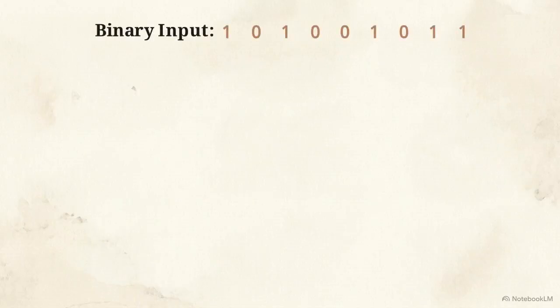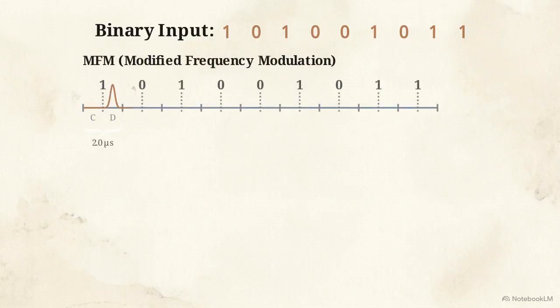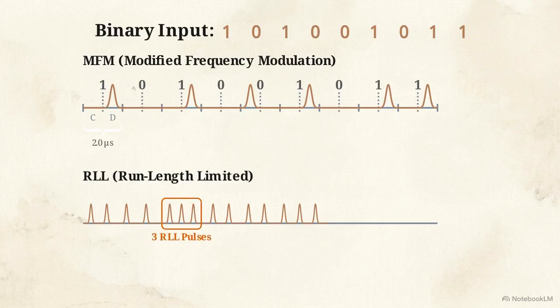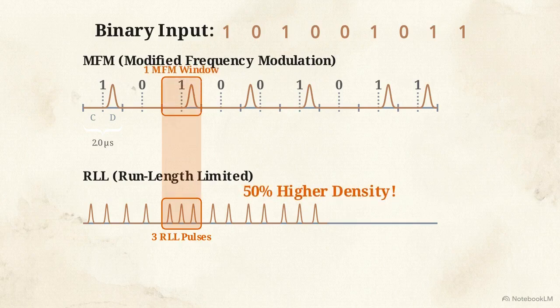These stacked timelines compare the physical track space required to write a specific binary string. The top sequence uses standard MFM, while the bottom shows the exact same data encoded with RLL. Because the signal pulse width has been slightly reduced, 3 RLL pulses fit into the exact same horizontal distance previously occupied by a single clock and data pulse.